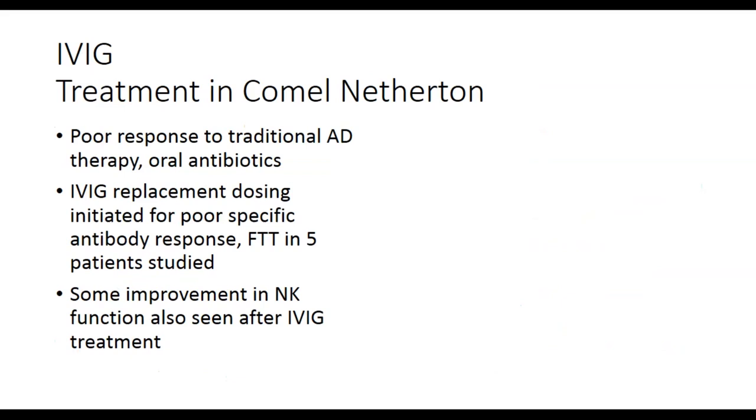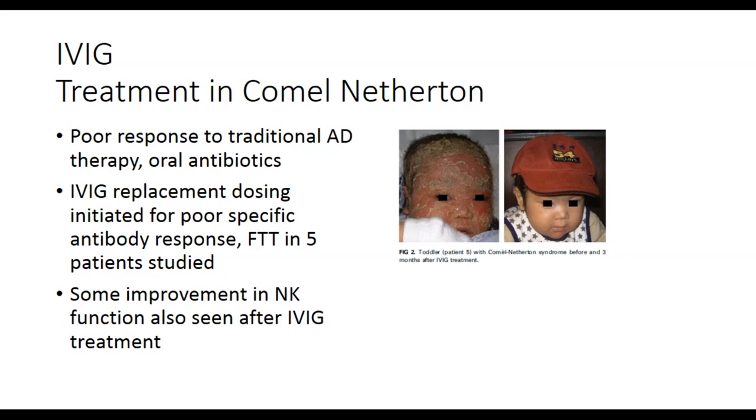In terms of their treatment, these patients don't typically respond well to just traditional eczema therapy or oral antibiotics to help with some of the infections. But when you can start them on immunoglobulin replacement for that specific antibody deficiency that they manifest, in terms of not responding to Pneumovax, they have remarkable improvement in their eczema, and there's a study that demonstrated that NK cell function also improved, for mechanisms that are not entirely well characterized.